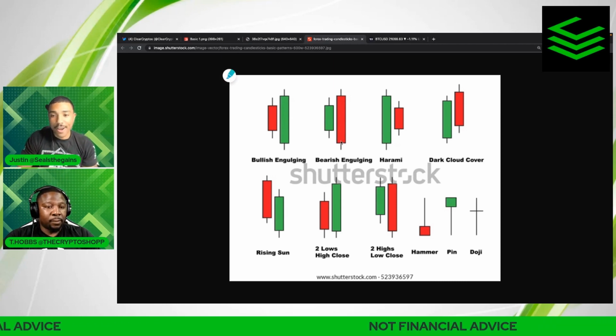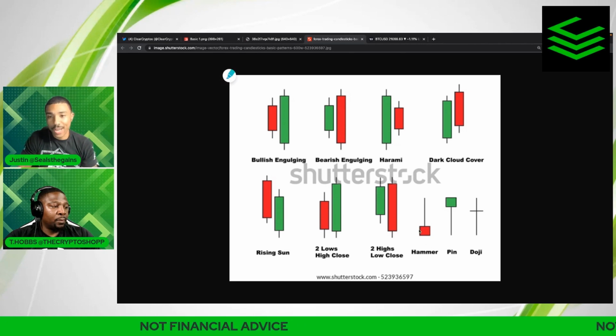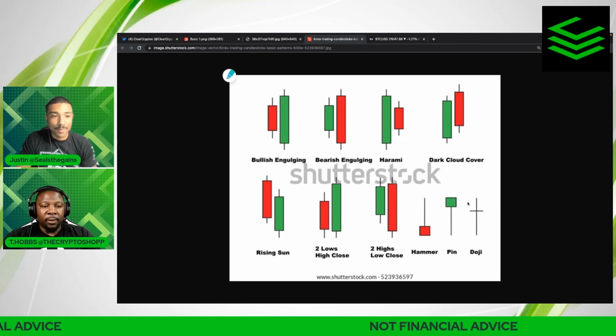And then we've got our hammer candle, what they call a pin candle. We still call it a hammer candle. We just call it a bullish hammer candle. And then our doji candle for our indecisiveness in the market.